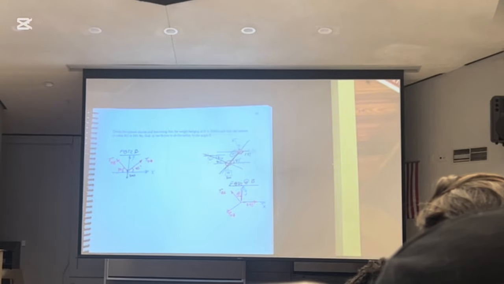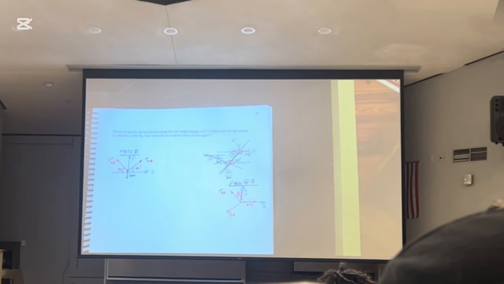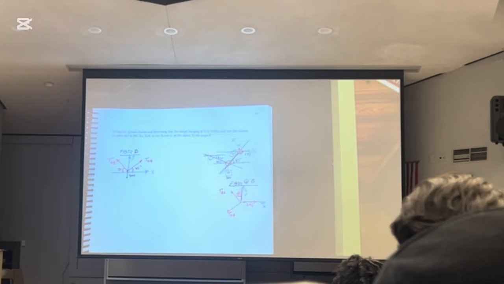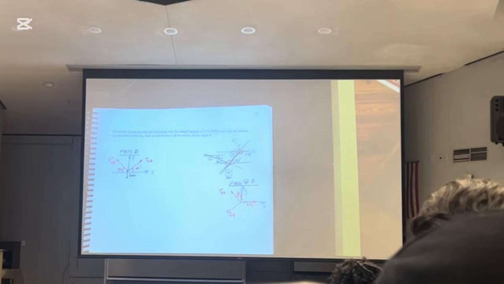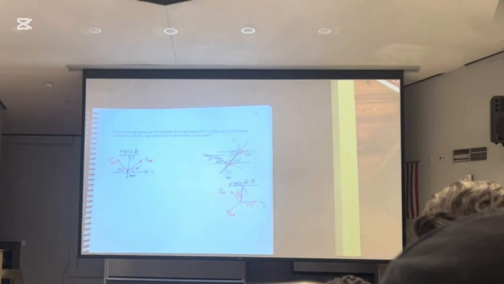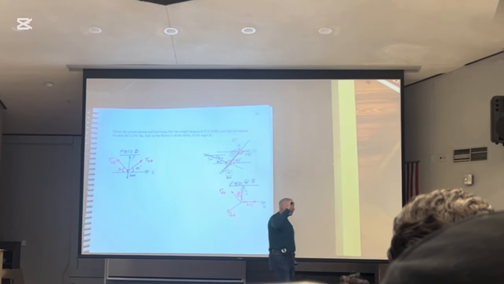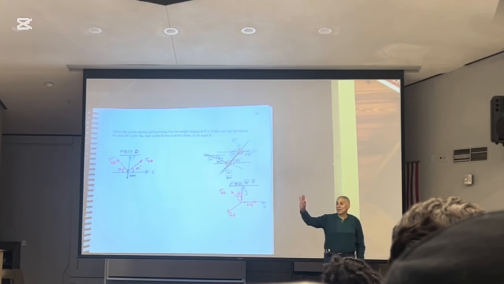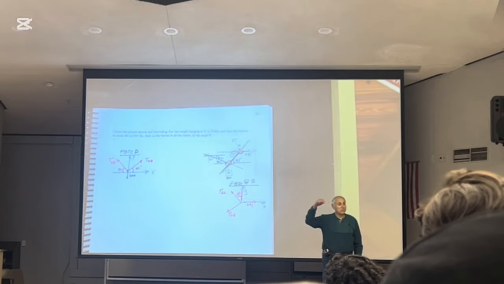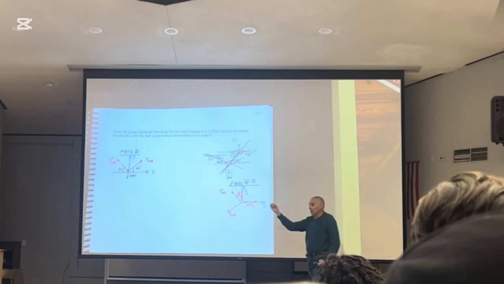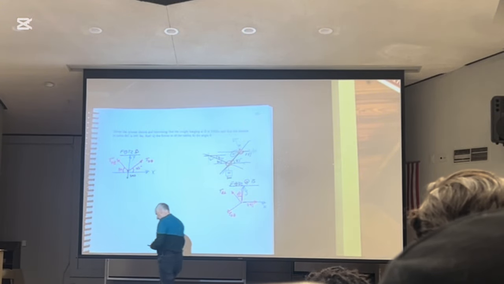How many unknowns are in the free body diagram at D? 2. What are they? The 2 tensions. How many equations do you have? 2. Can I solve for 2 unknowns with 2 equations? Yes. Perfect. How many unknowns are in B? 3. I got the tension TDB, I got the TBA, and I got that stupid angle theta. That's 3 unknowns. How many equations? 2. Can I solve for everything? Nope. And that's why D is the optimal place to start writing equations.